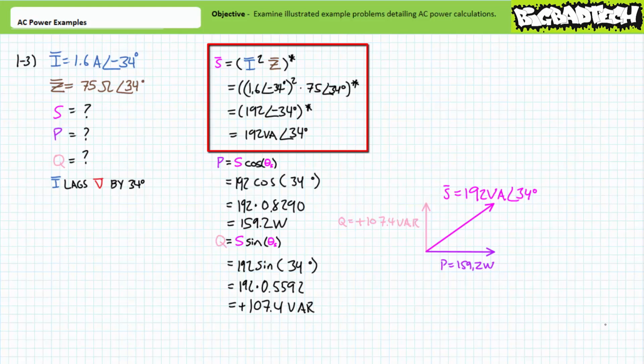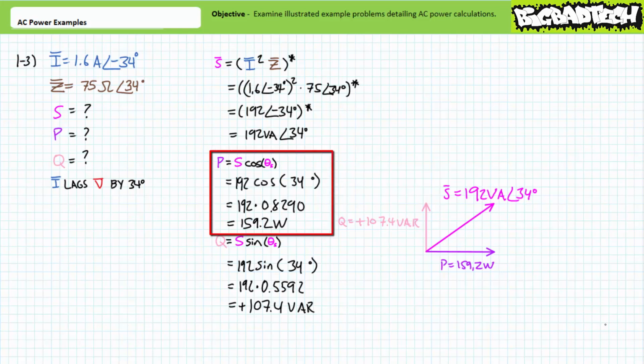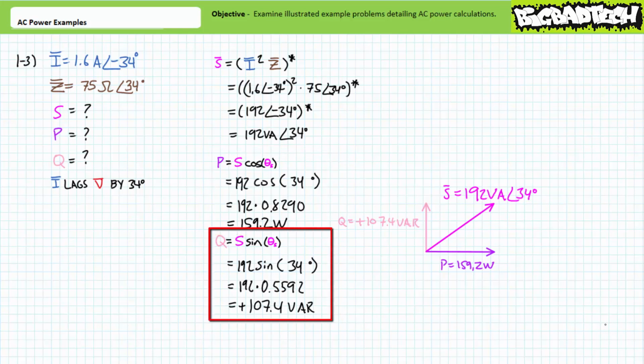Substituting in our given values, we find apparent power to be 192 volt amperes at an angle of positive 34 degrees. When resolved into its real and reactive components, we find real power to be 159.2 watts and reactive power to be positive 107.4 VARs. As expected, real power is less than apparent power and reactive power is positive given the slightly inductive nature of this impedance.